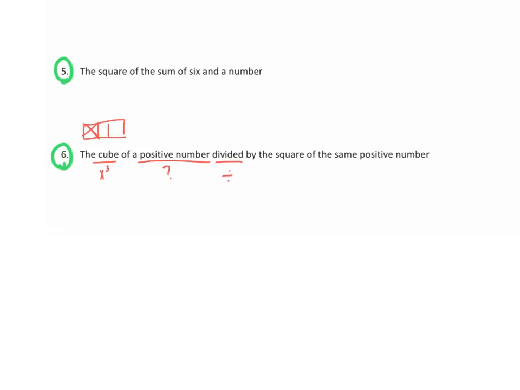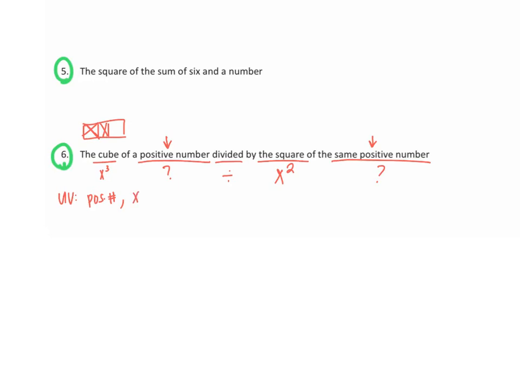Divided by the square of the same positive number. So what I learned here is that these two things are the same number. Okay? It doesn't tell me what the number is though. Done with my second read. Now I need to define my unknown variable. When I read for the third time, it says the cube of a positive number divided by the square of the same positive number. Obviously, you can see where I have my question marks. That's what I don't know, that positive number. I'll just call it x.